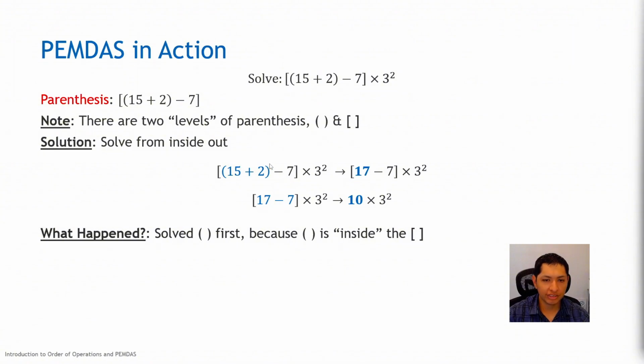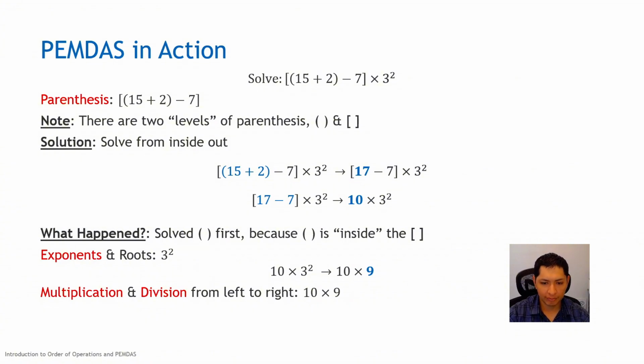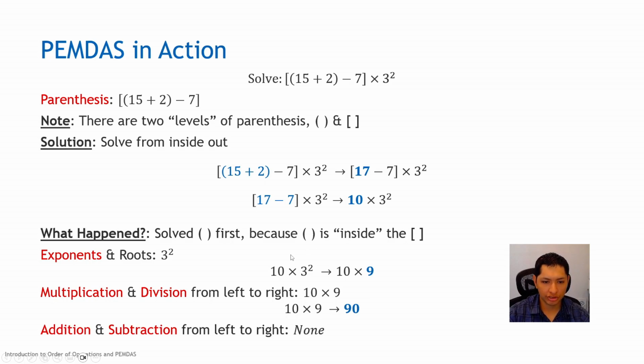Next in PEMDAS is the E, which is exponents and roots, and the only exponent or root that we see here is 3 to the second power. So solving that, 3 to the second power is 9. Replace that back into the original equation, and now the equation is 10 times 9. Multiplication and division from left to right is the next step, and that's the only step left. So it becomes 10 times 9, and 10 times 9 is 90. In this case, we didn't have to go to the addition and subtraction. There is no addition or subtraction to do, so we are done with the answer being 90.